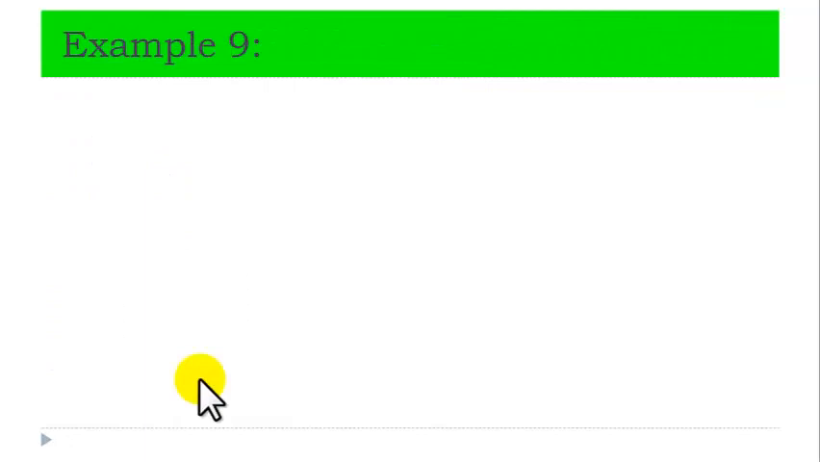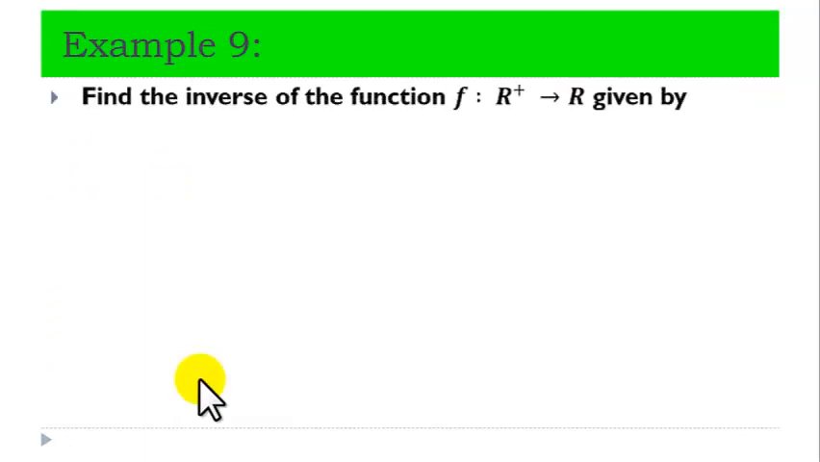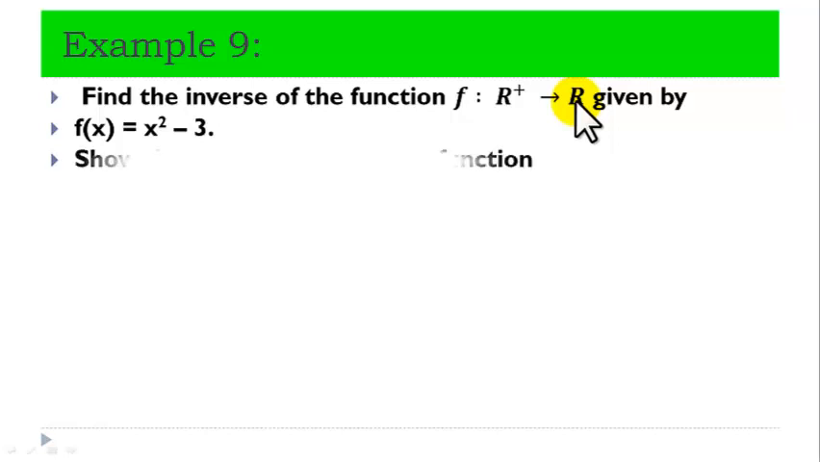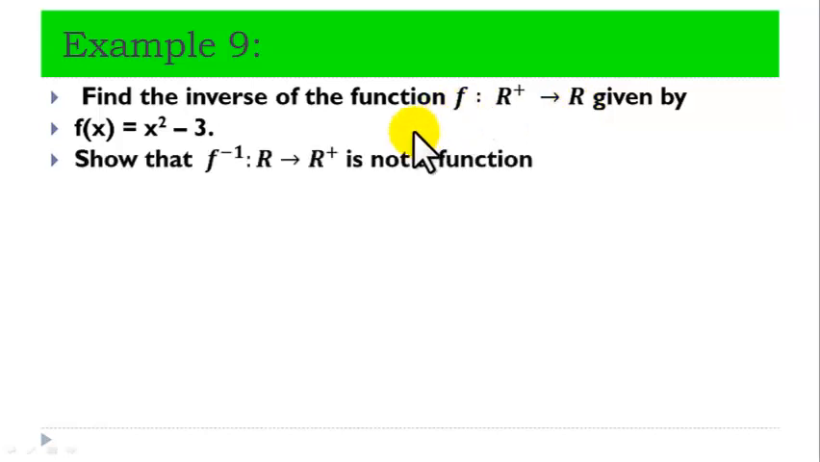Example 9. Find the inverse of the function f from R plus to R given by f of x equal to x squared minus 3. Please note R plus is the set of positive real numbers, while R is the set of all real numbers. Show that f inverse from R to R plus is not a function.